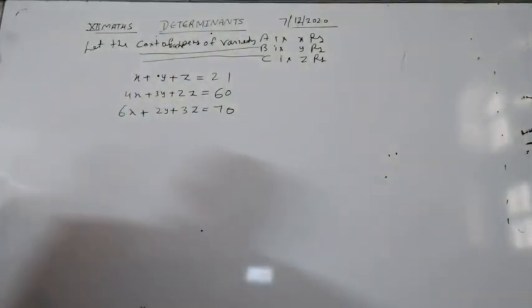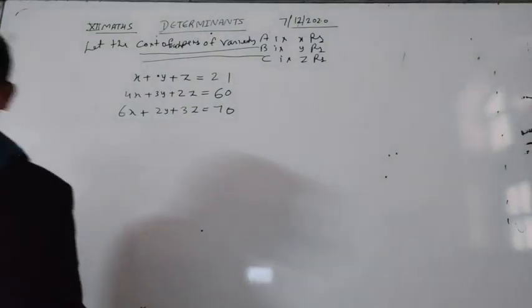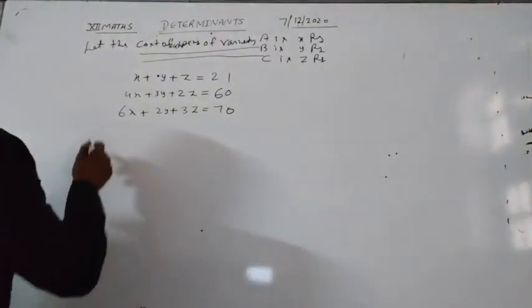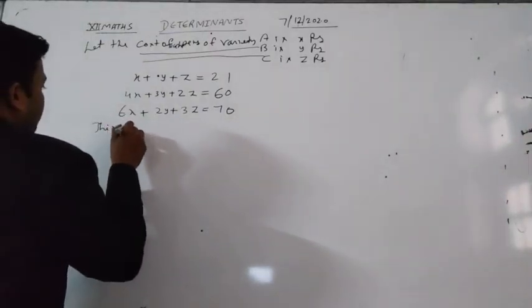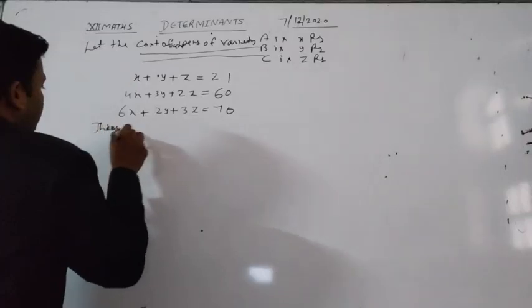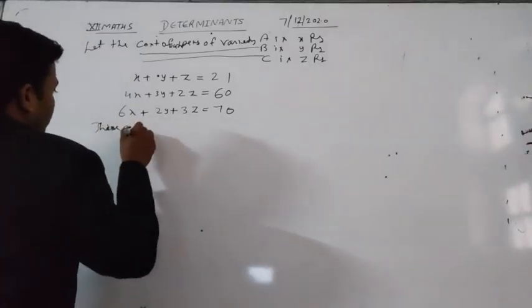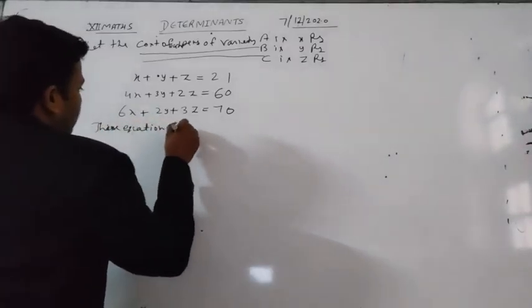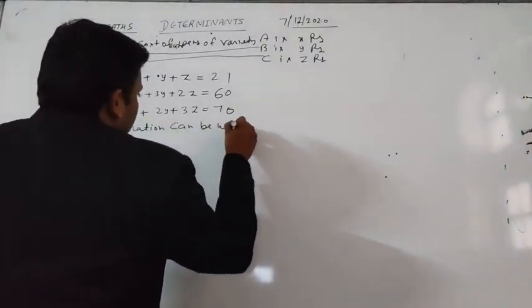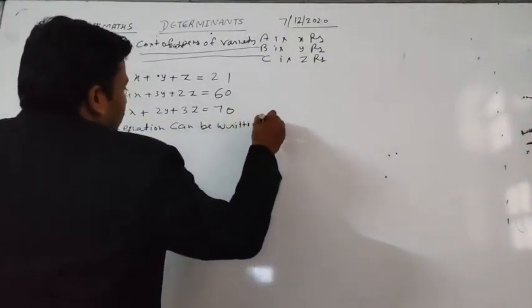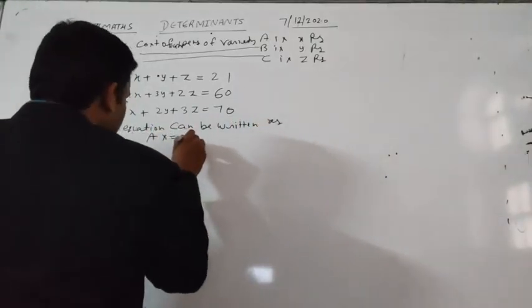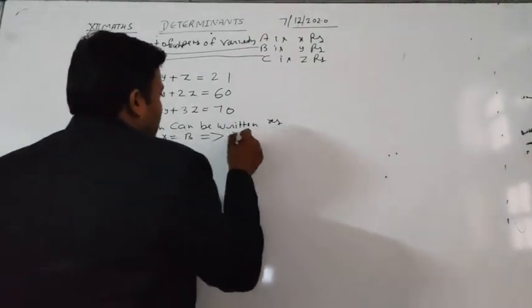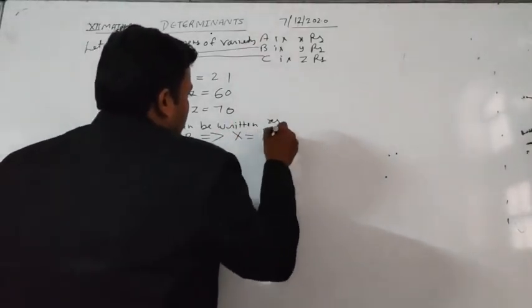Okay, so first what we will do, we will write these equations as AX is equal to B, which can be written as X is equal to A inverse B.